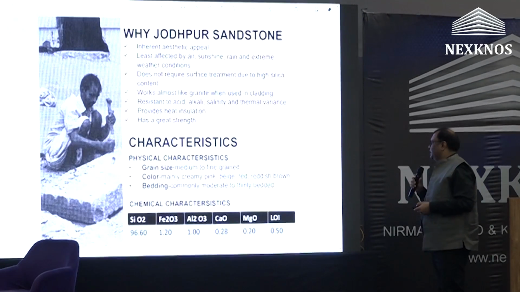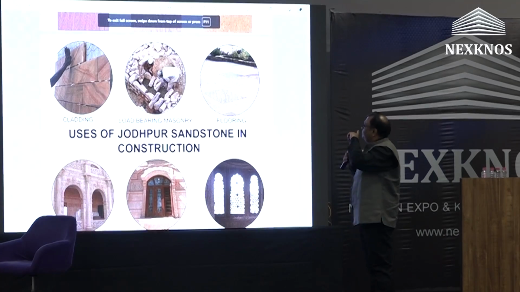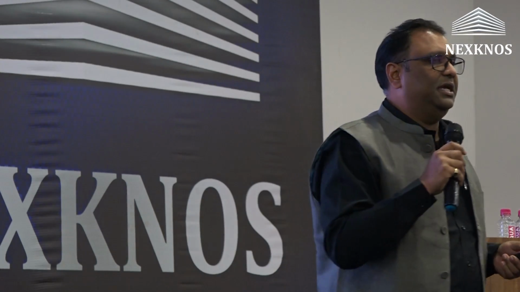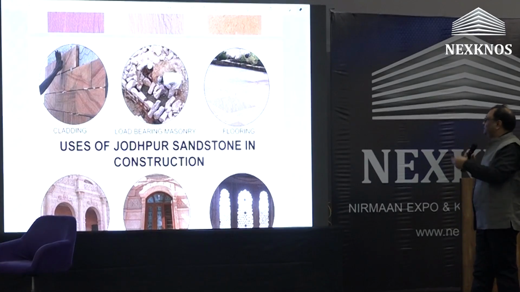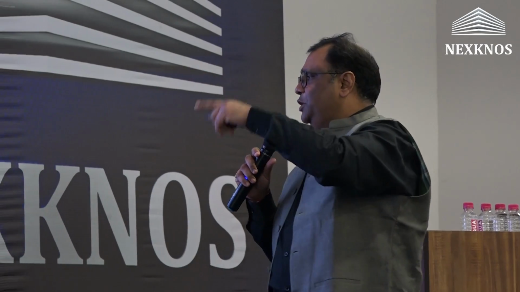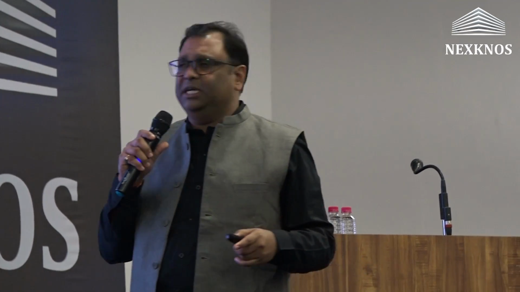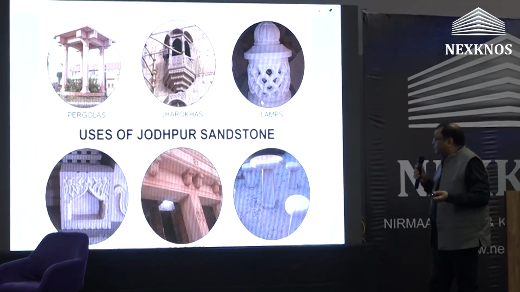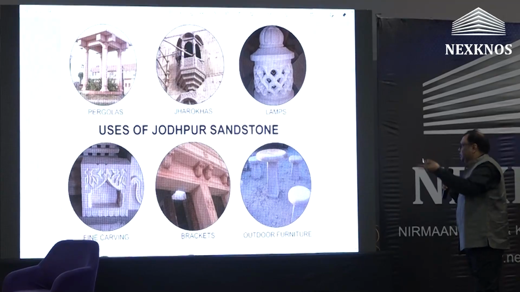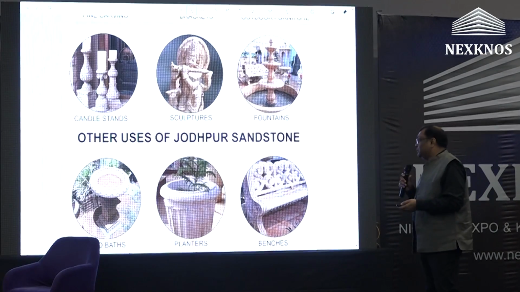These are some chemical properties. Here, this is how we as architects have been lucky enough to use this Jodhpur stone. You can use it as cladding, load-bearing structures, even flooring, arches, windows, chhajjas, everything's possible. The CNC machines have given us another tool to create more intricate jalis, which can still be done by hand, but it is easier and much time saving. Pergolas are made of Jodhpur stone, jharokas can be made, lamps, brackets, outdoor furniture, candle stands, sculptures, fountains.